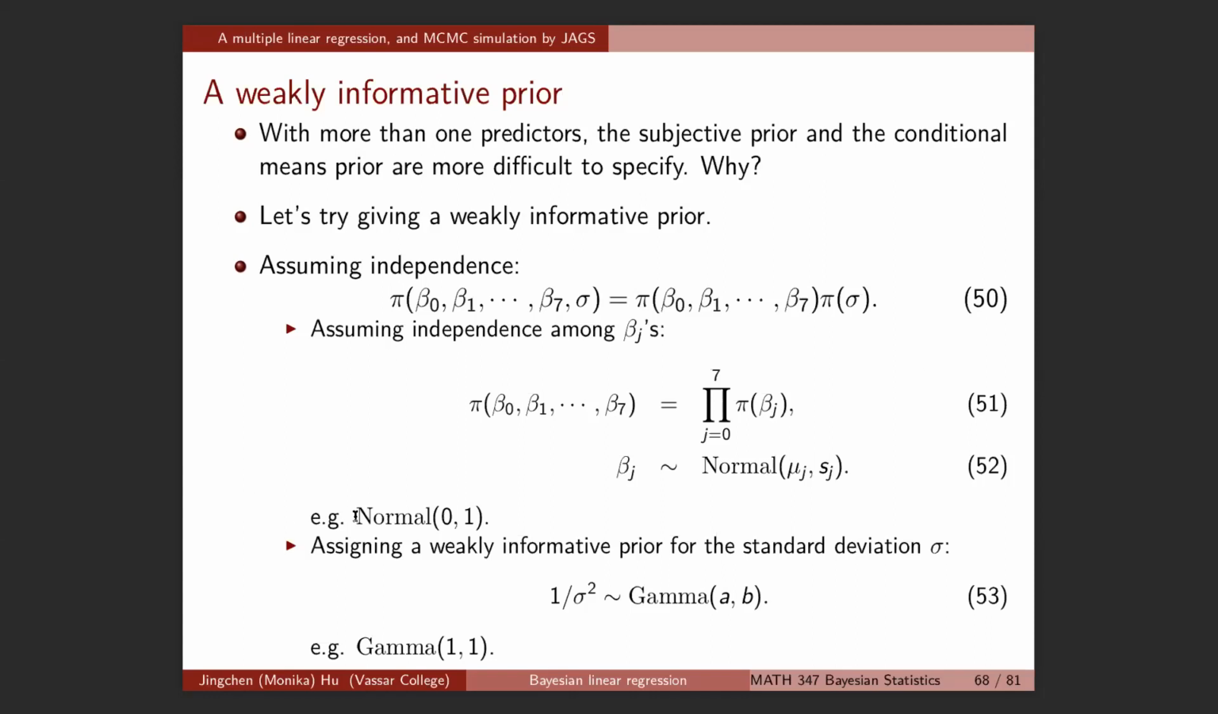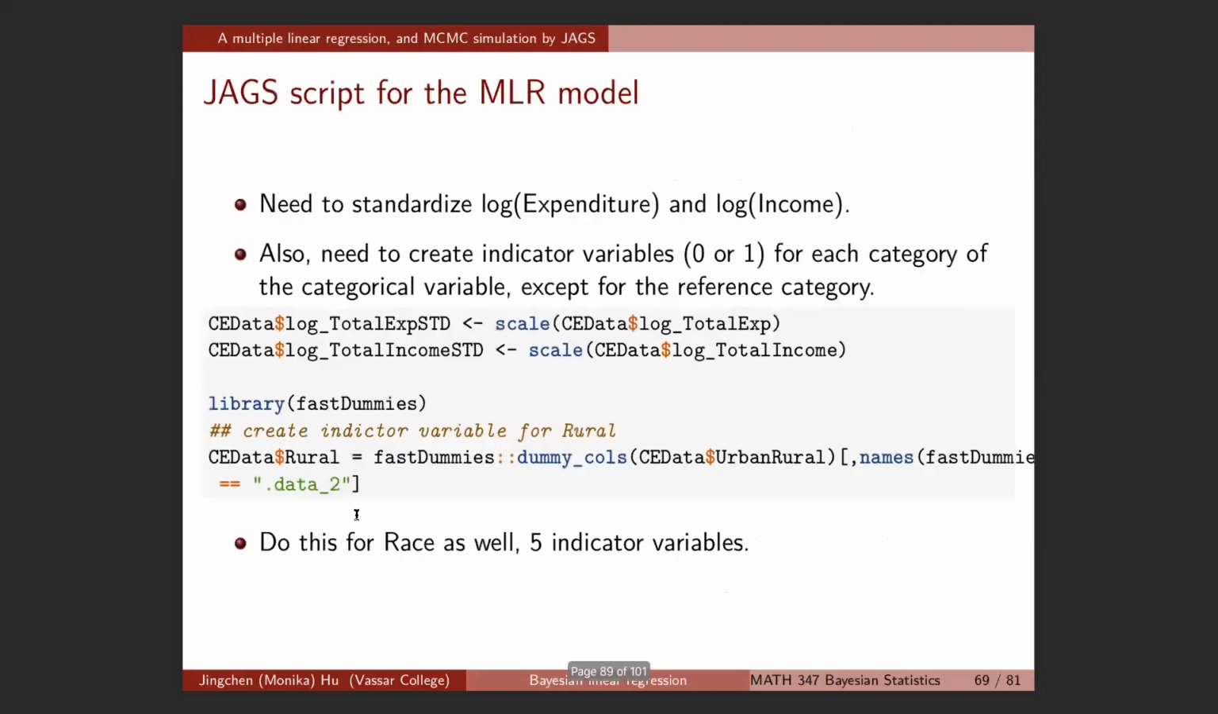And you can see here the example that I gave for the univariate normal for the regression coefficient or the slope. For most of them, we're using just normal 0, 1, centered at 0 with some deviation. In this case, we standardize any continuous outcome or predictor. So we standardize the log expenditure, which is the outcome, and log income, which is one of the predictors. It is a continuous predictor.